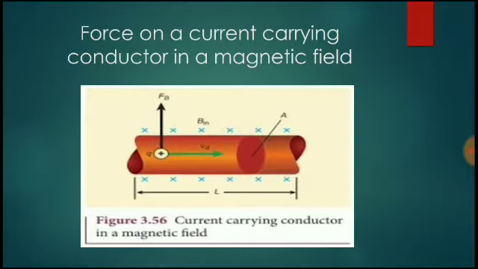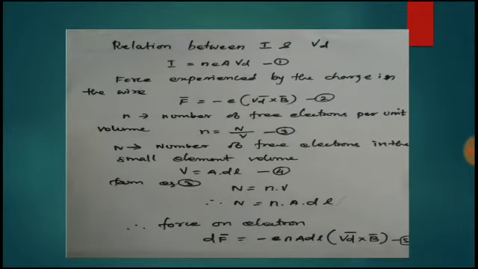So the relation between the current and the drift velocity, let us explain this first equation: I is equal to n e A Vd. What is n? Number of free electrons. What is e? Electron charge. What is A? Area of cross section. What is Vd? Vd is the drift velocity of the electron.